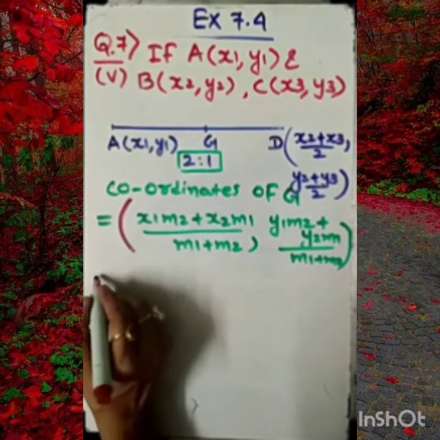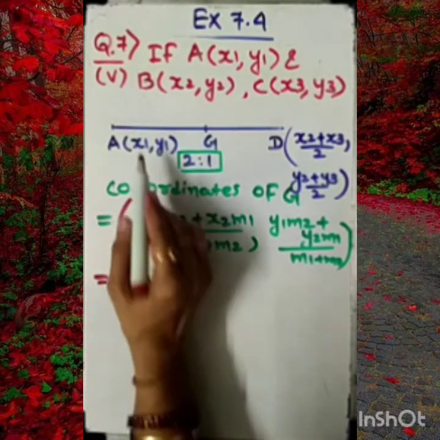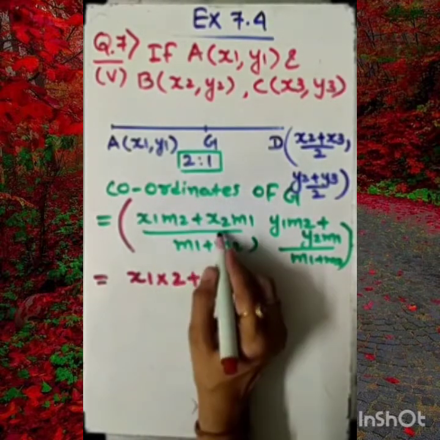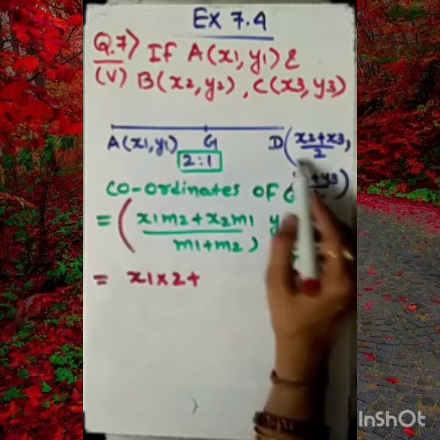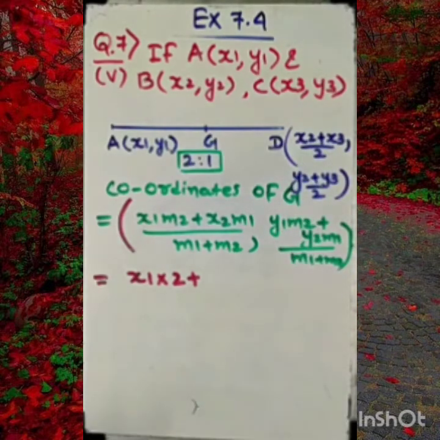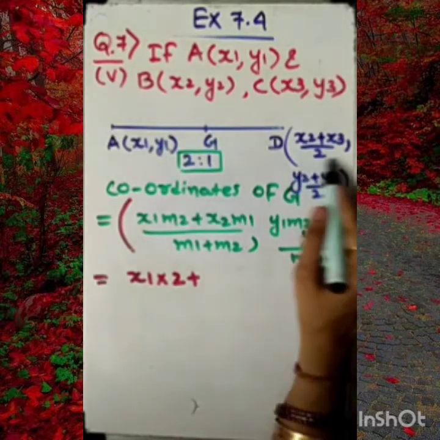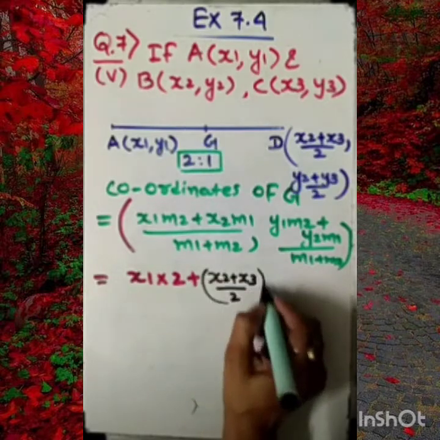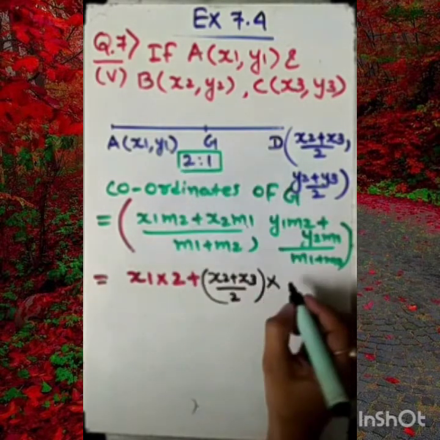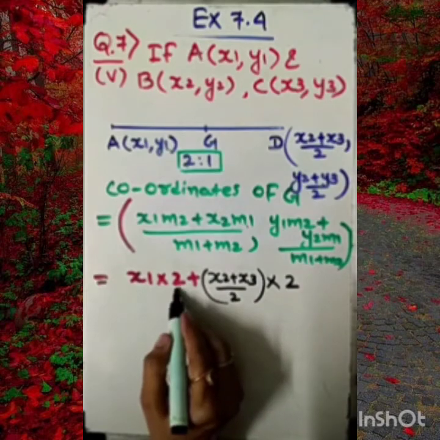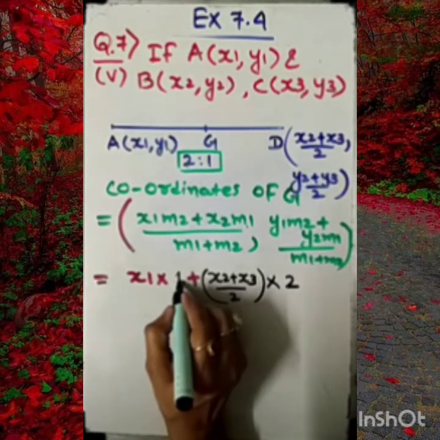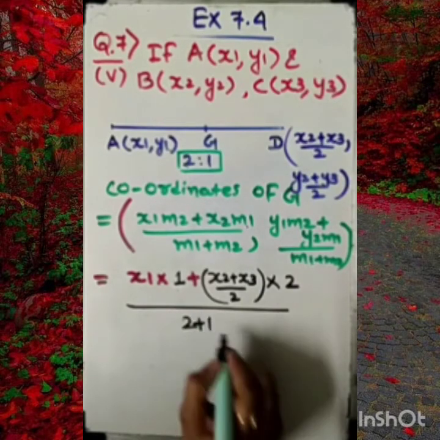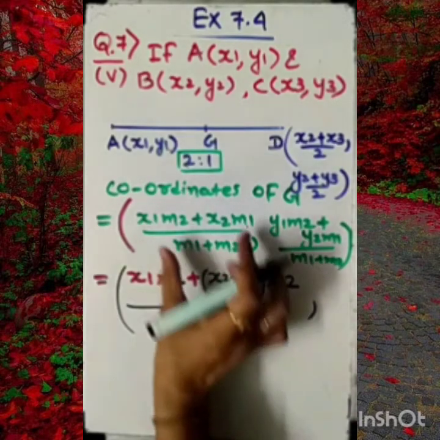x1, what is the value of x1 here? Of course it is x1. So x1 into 2 plus x2, meaning this full x2. I need to be careful while writing this. In place of x2, I need to write the full thing, x2 plus x3 divided by 2, into m1. m1 is 2, here m2 is 1, I'm correcting, this is 1. And m1 plus m2 is 2 plus 1. This is the first part, the x coordinate.